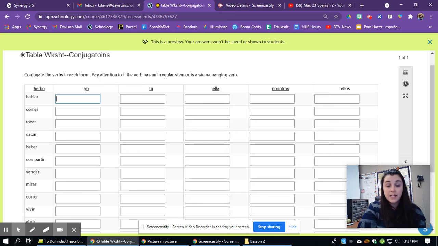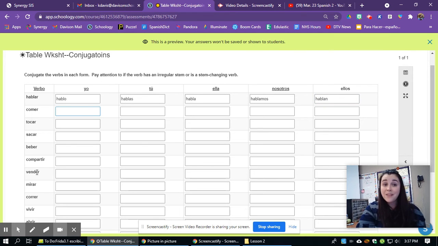So for hablar, an AR verb, I'm going to drop the AR and I'm going to use O for the yo form: hablo. Tú form uses AS: hablas. Ella or él uses habla, with an A ending. Nosotros is hablamos, amos ending. And ellos, ustedes is hablan, with an AN.